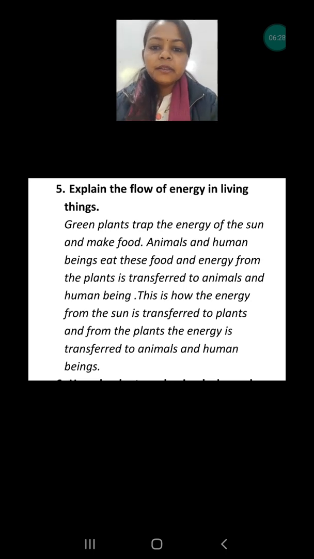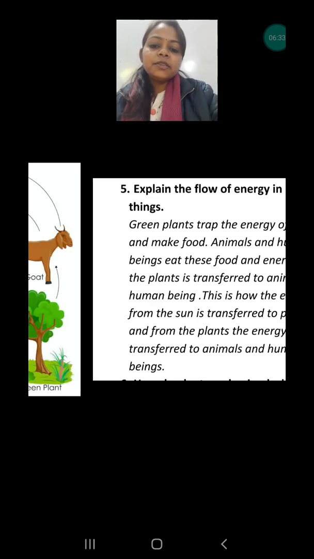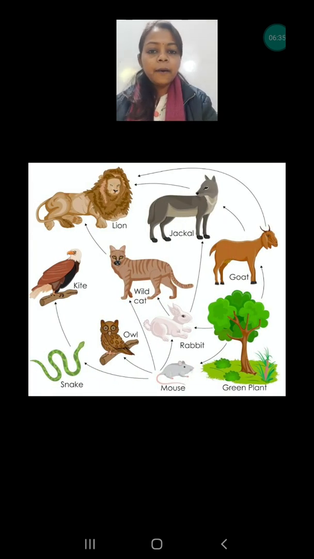Question number 5 is, explain the flow of energy in living things. For this answer, first of all, I would like to show you the picture. First of all, the plants are making the food, and plants are also getting the energy from the sun. When the plants make the food, the energy is transferred, it flows from one animal to another. Human beings are also eating the plants, and some herbivores are also eating the plants, and further the herbivores are eaten by the carnivores.